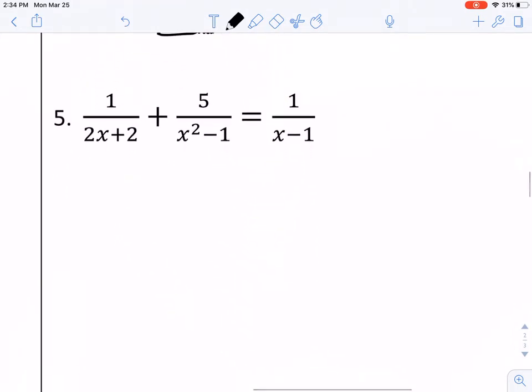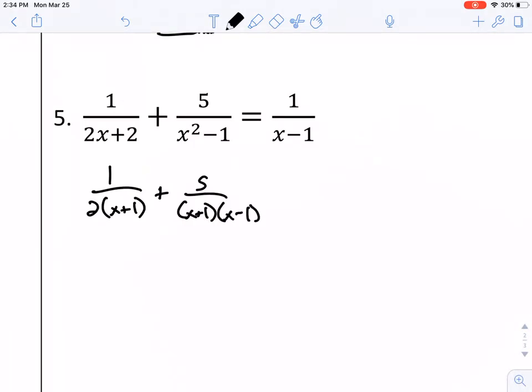Now look at 5. We have an x squared minus 1, so we're going to have to factor. So let's factor everything. Factor out a 2, and you get 2 times x plus 1. Over here you get x plus 1 times x minus 1, and that's going to equal 1 over x minus 1.